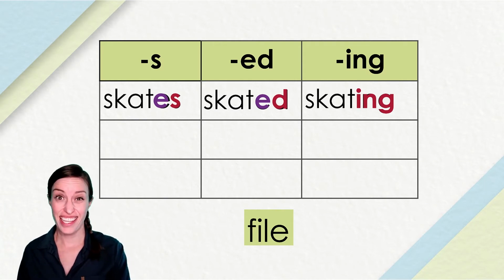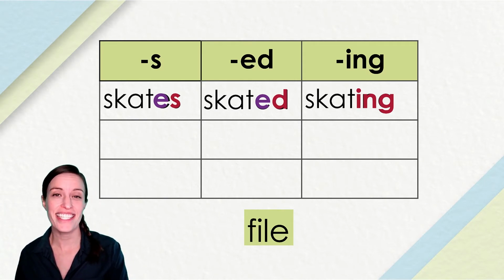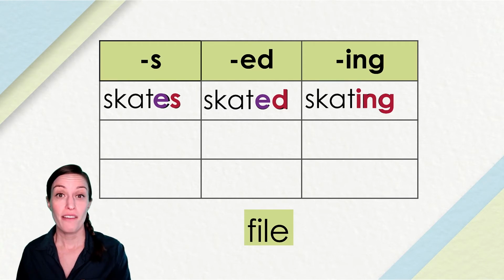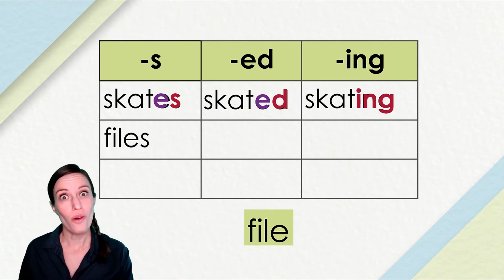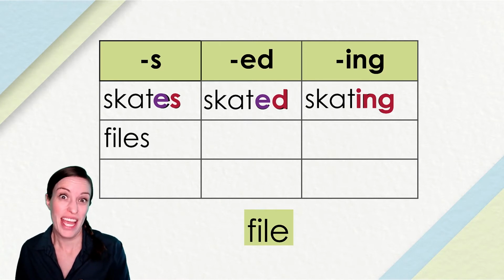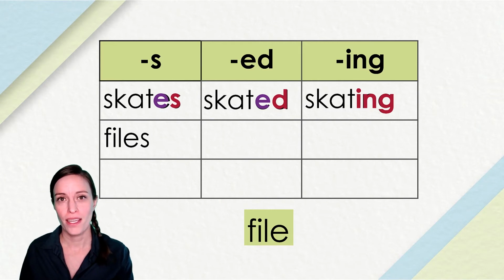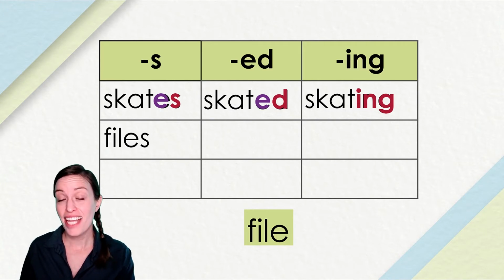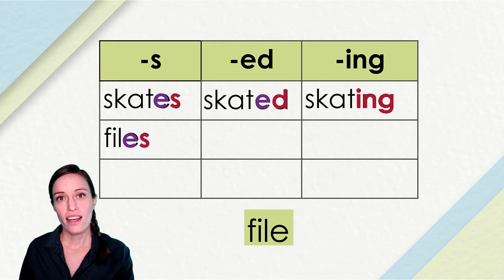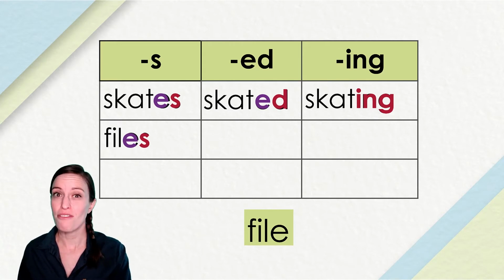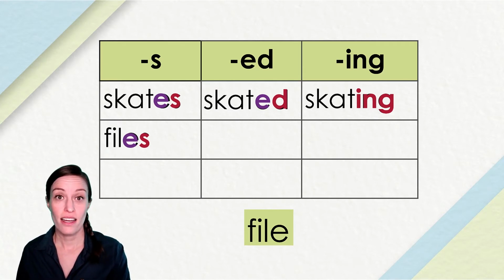File. That silent E is telling the I to say its name. If we had more than one file, we would say files. That's the plural form of the word, when we have more than one of something. When we add that suffix s to the end of the word, it goes on right after the silent E. The base word file doesn't change.